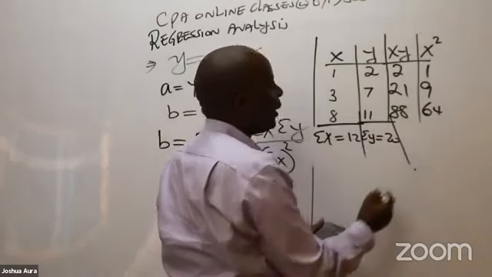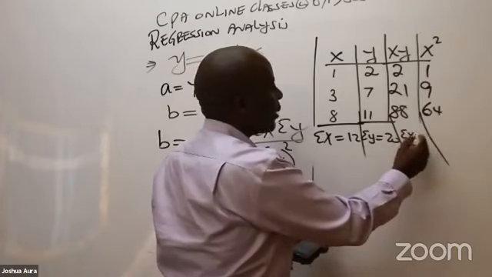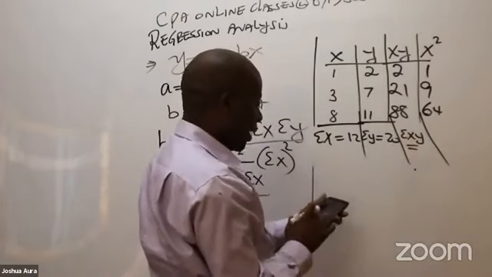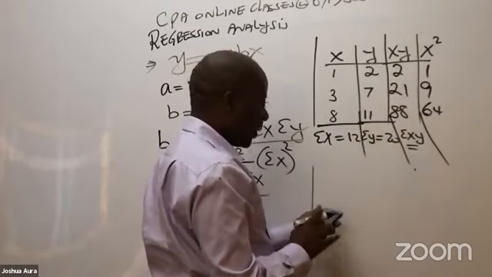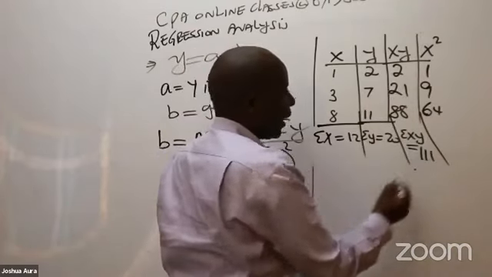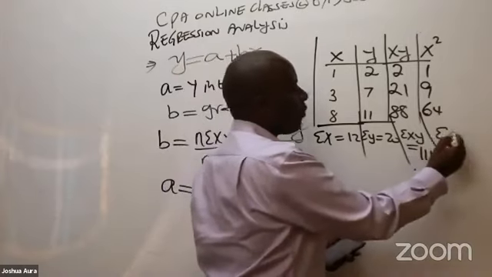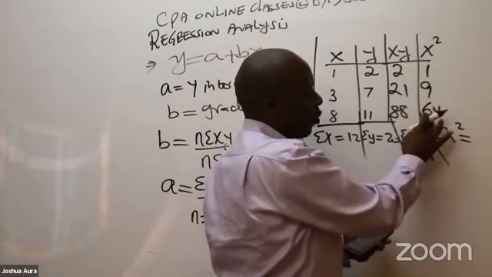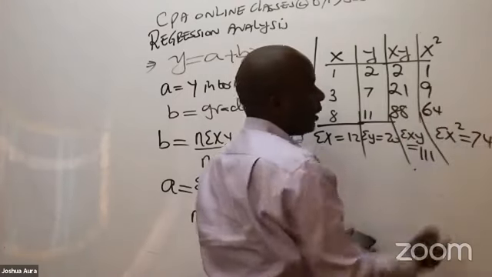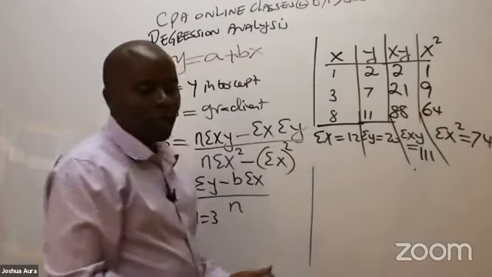And then we have, ladies and gentlemen, summation of XY. We have 23 plus 88, which gives us 111. And then we have summations of X squared. What do we have? 10 plus 64. That is 74. 10 plus 64 is 74.